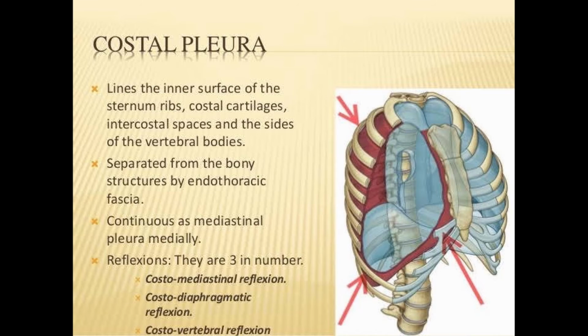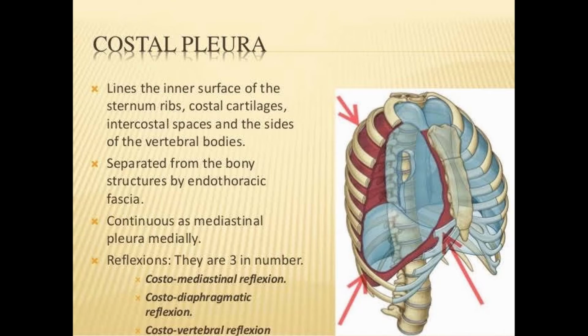As you can see on the diagram, it goes medially, and medially it is continuous with the mediastinal pleura. The reflections are three in number. The first is the costo-mediastinal reflection, the second is the costo-diaphragmatic reflection, and the third is the costo-vertebral reflection. On the upper side there is the costo-vertebral reflection, at the bottom there is the costo-diaphragmatic reflection, and on the medial side there is the costo-mediastinal reflection. So this is the costal pleura.